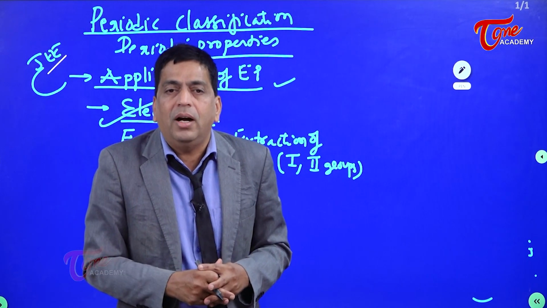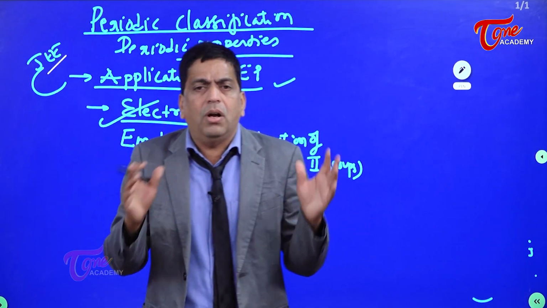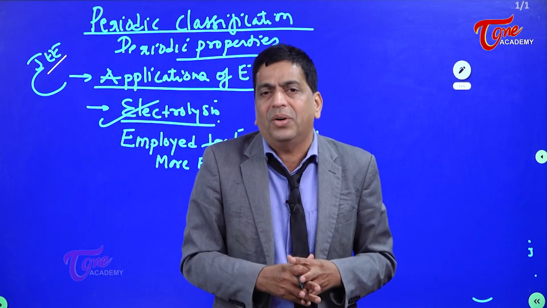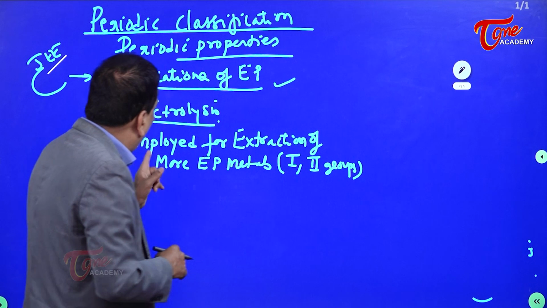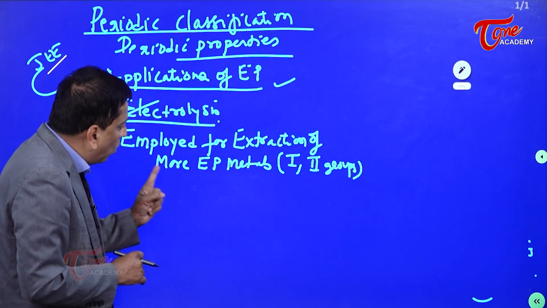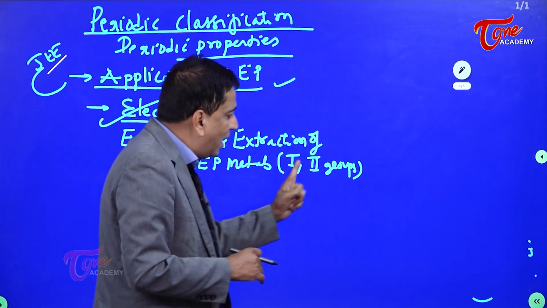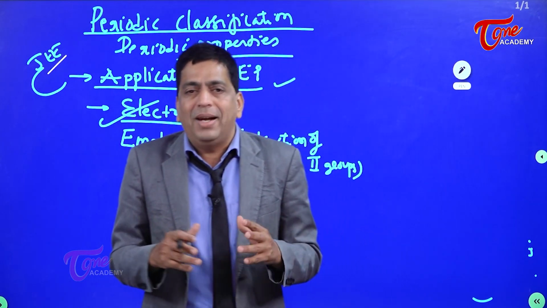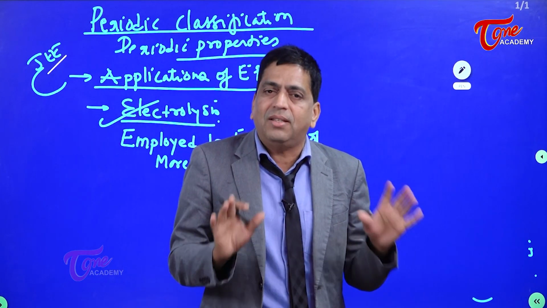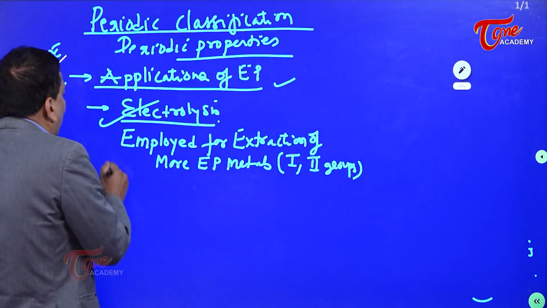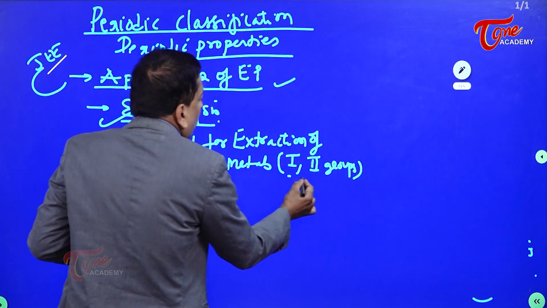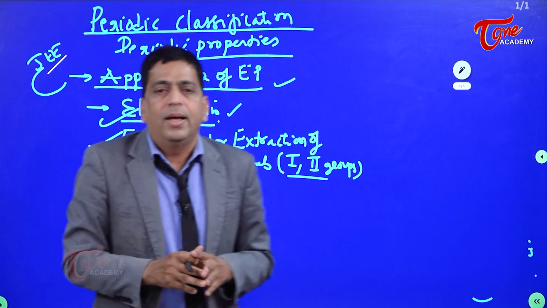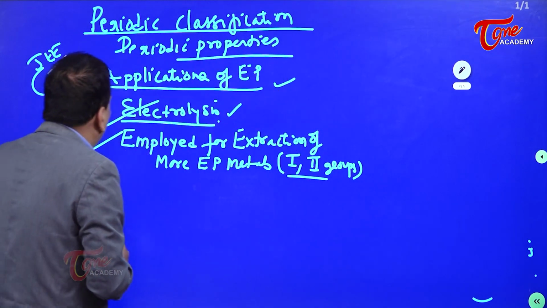Hydrometallurgy, right? So what I'm telling is, you have several methods for extraction of metals in the periodic table, and electrolysis is employed for extraction of more electropositive metals like the first group and second group, you must understand. Now I'm linking this with electropositivity, as I said in the first place, that itself is a question: first and second groups are extracted through electrolysis.